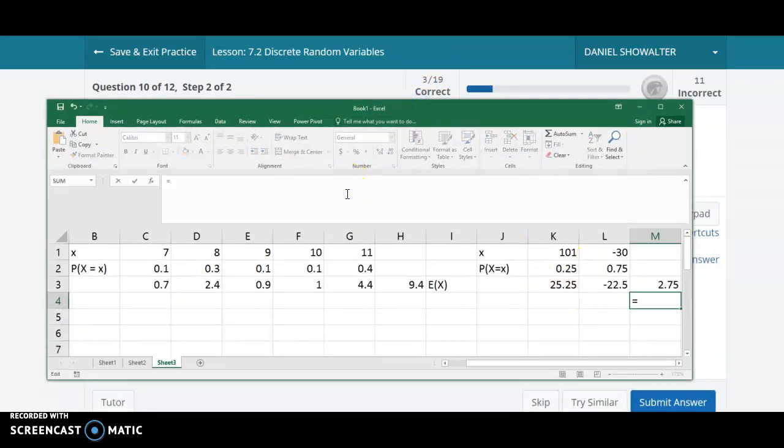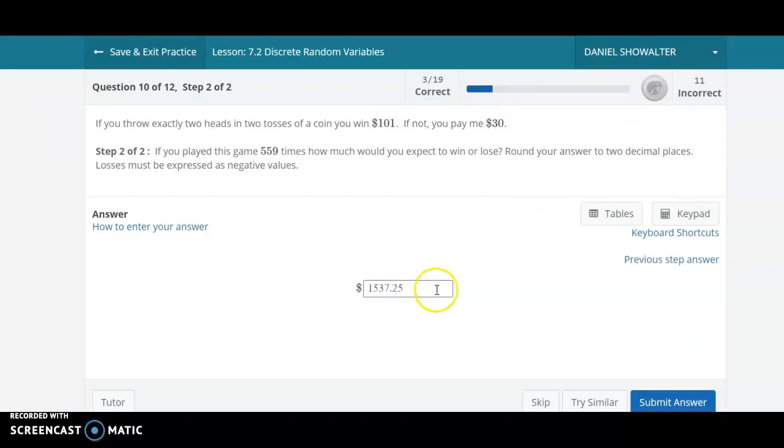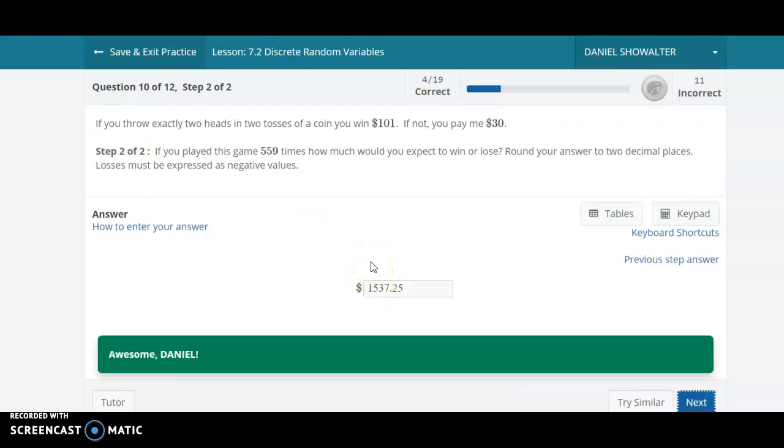Well, if I'm expected on average to win $2.75 per game, and I'm playing 559 games, all I have to do is multiply this to get my expected value. Same if it was something I was going to lose, then I would just take that negative number times however many times I'm going to play the game. So here I have 1537.25. And it says losses must be expressed as negative, but this game worked out well for me because I was going to win a little bit every time, and then we really magnified it by multiplying by 559.